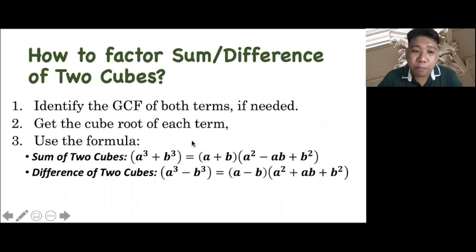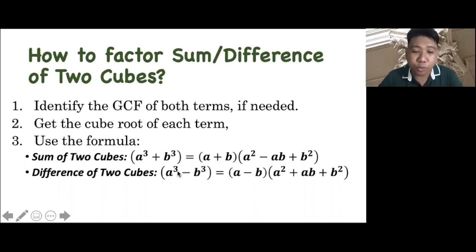So kung papansinin po natin yung formula natin, so for example, sum of two cubes, ang kanyang operation ay plus. So ang first operation dito ng ating binomial factor ay plus din. Pagdating naman dun sa ating trinomial factor, titingnan po natin ang first operation ay opposite nung ating given. At yung ating last or second na operation po ay palaging plus. So pagka sum of two cubes, ang operation niya ay plus minus plus.